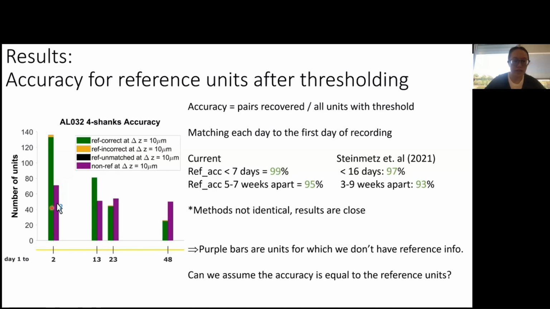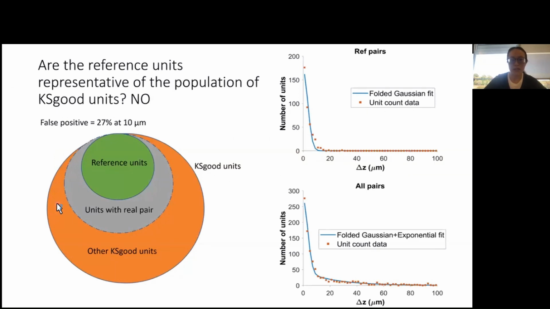All the previous results I have shown you so far consider the reference units, but we want to ask the question: are the reference units really representative of the entire population of the Kilosort good units? Unfortunately, the answer is no. We looked at the distributions of the reference units and all the Kilosort good units and found that the slopes and tails are both different.